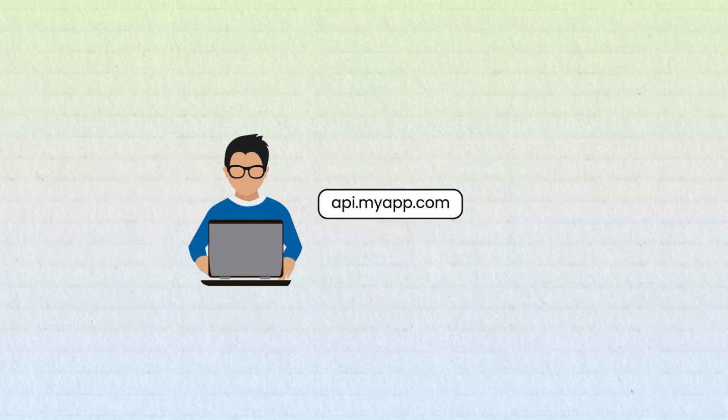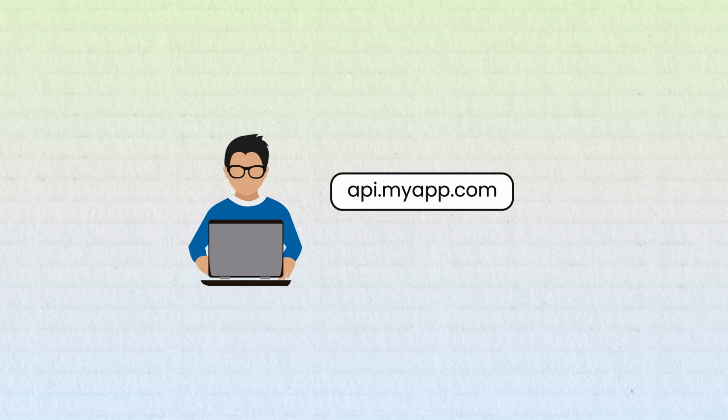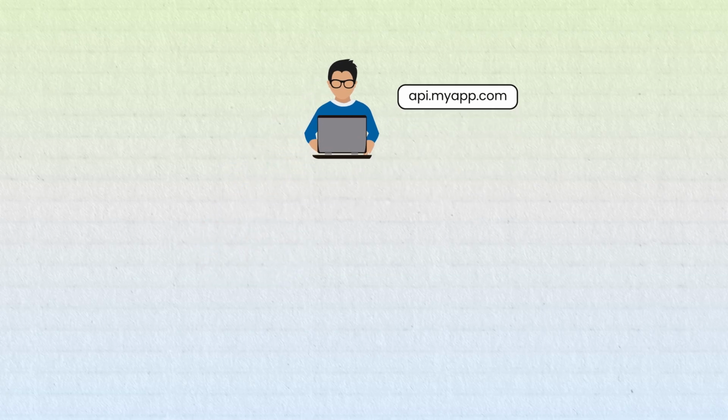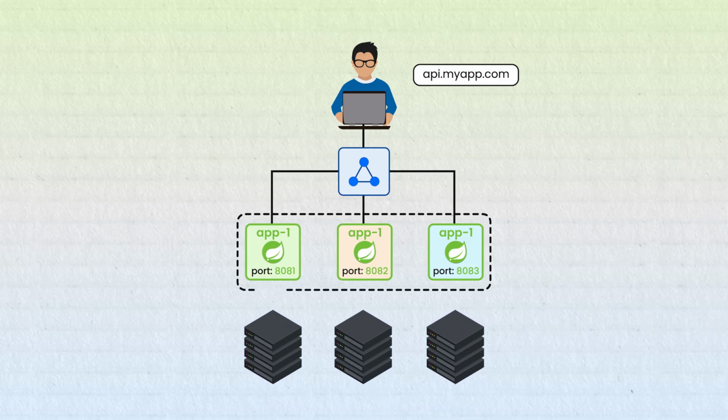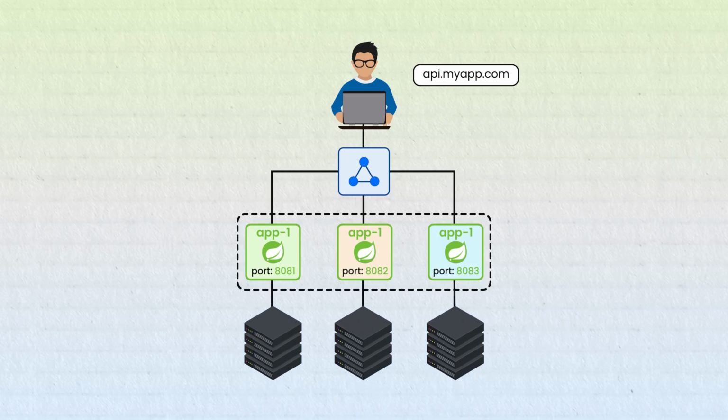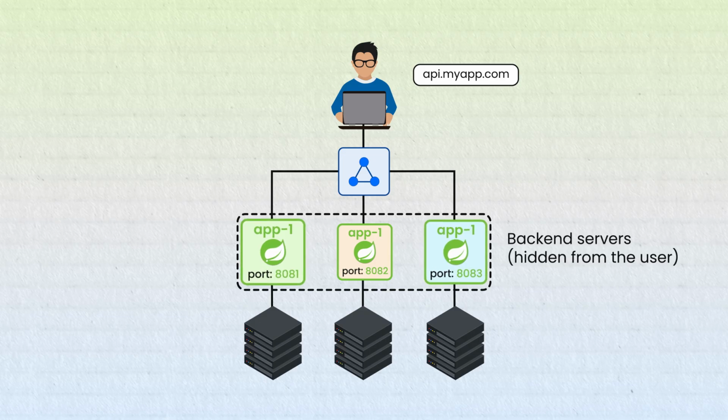Users only call one URL, which is basically the URL of your application. Behind that URL, the load balancer decides which Spring Boot instance should handle the request. So the user sees one backend, but internally you may have multiple backend servers. That is the power of load balancing.